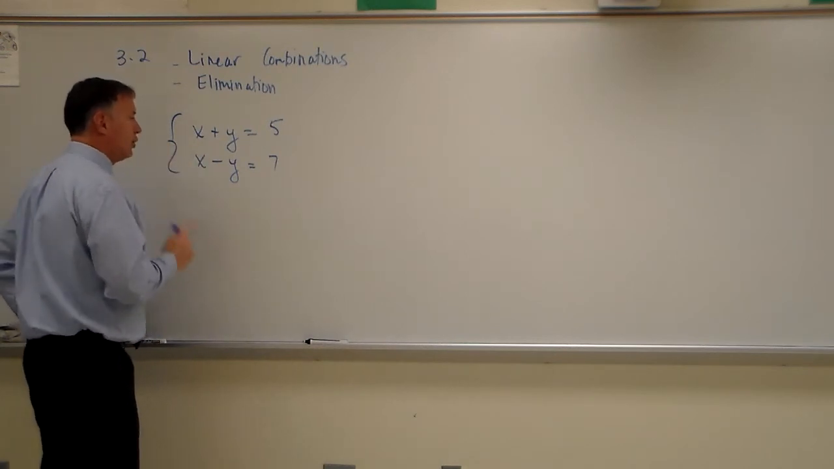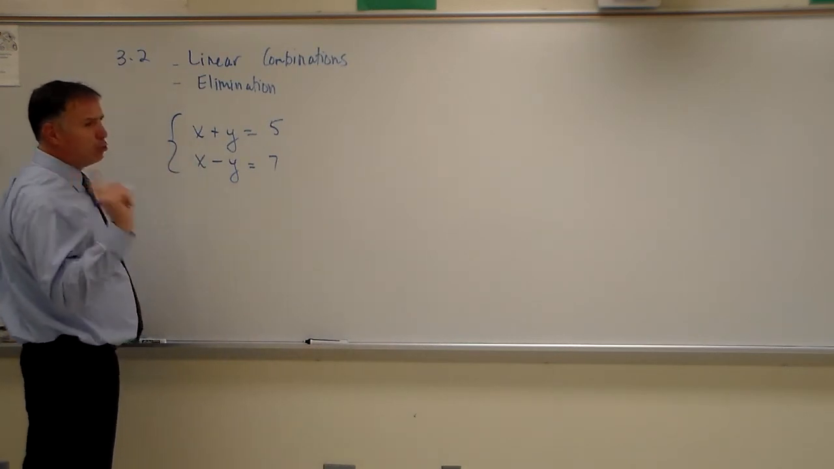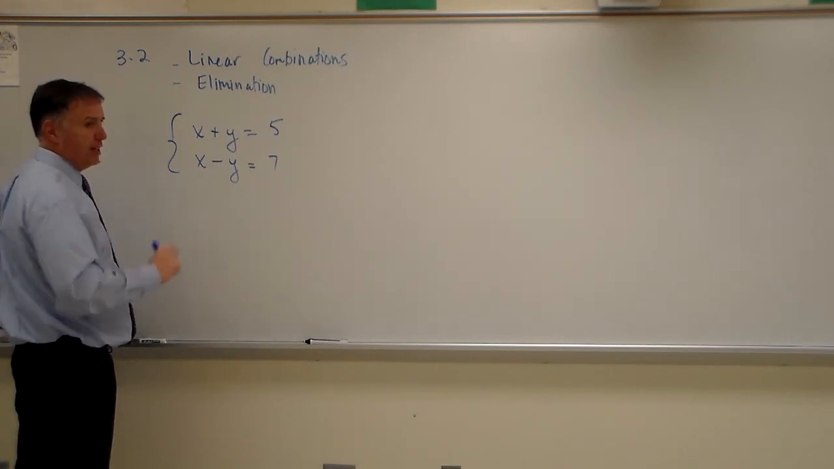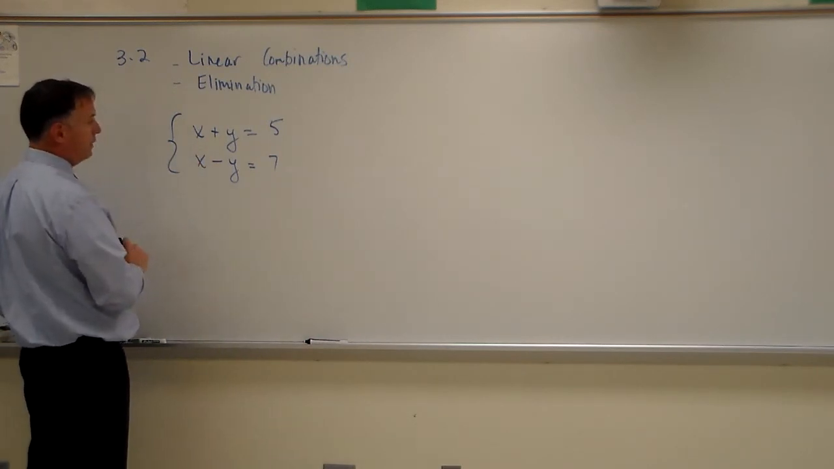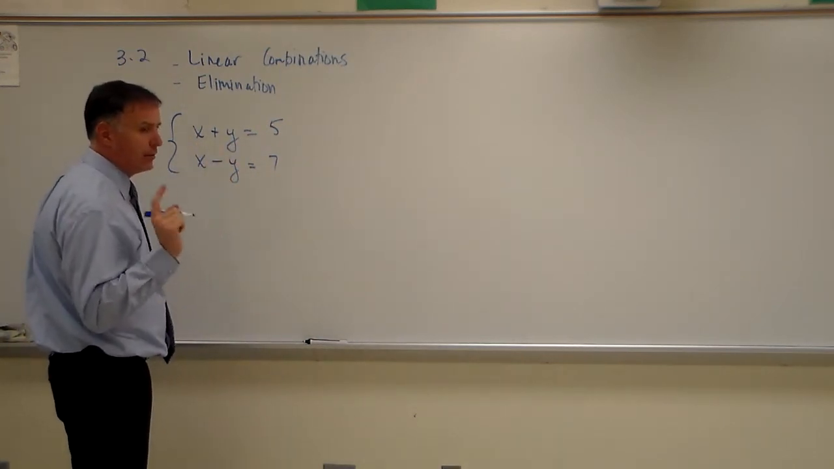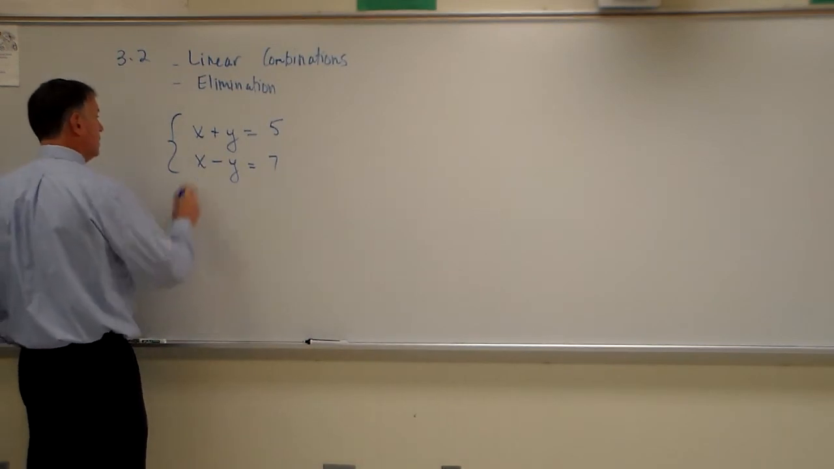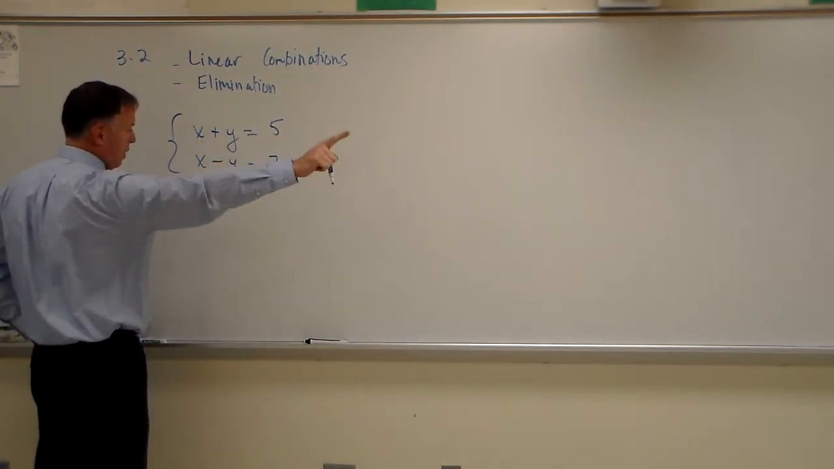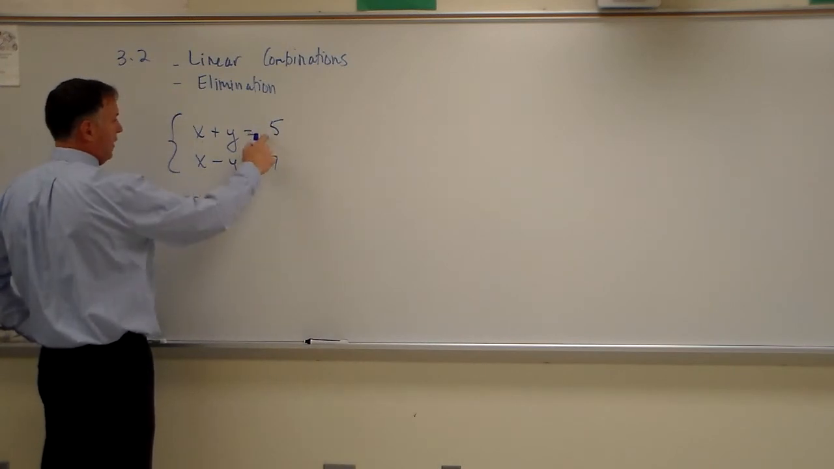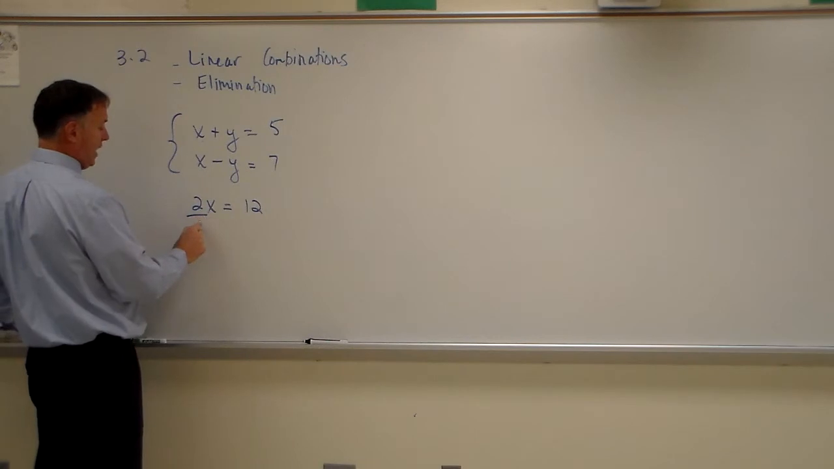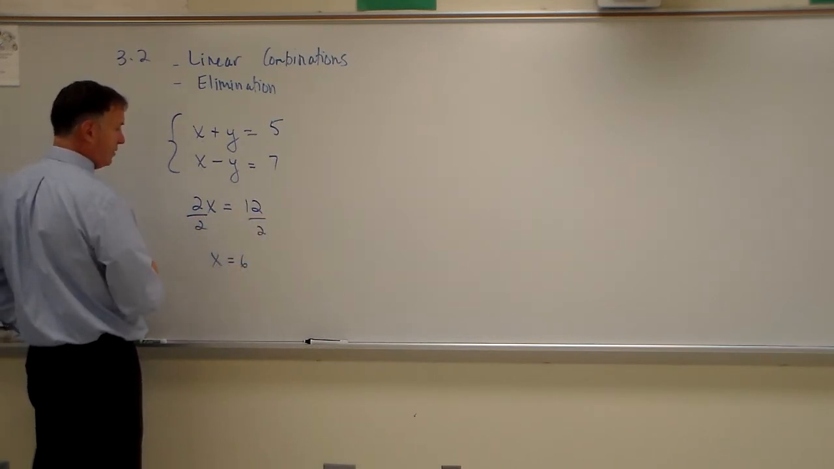So what we want to try to do is get rid of one of the letters, just like with substitution. We substituted in. Well, here we're going to add the two equations together and see if we can get one of those letters to cancel. So x plus x is 2x. y minus y cancels, equals 5 plus 7 is 12. Now I divide by 2, and x equals 6.